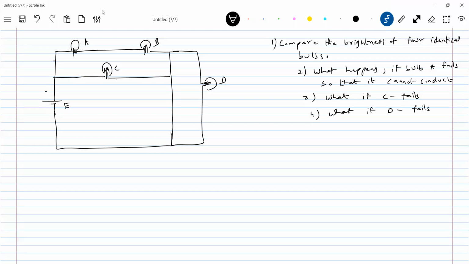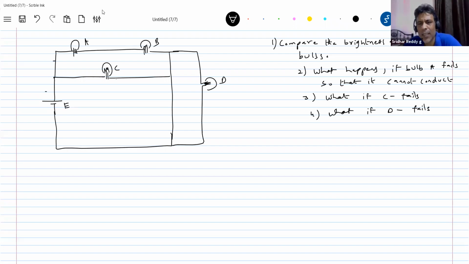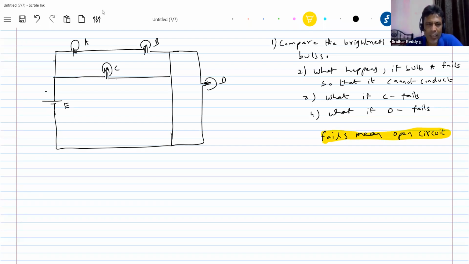What do you mean by fails? What happens to the bulb itself? It will become an open circuit. Fails means open circuit. The particular filament gets cut, then it becomes an open circuit. Okay, compare the brightness of the four identical bulbs. He's asking first, the first part of the problem. We'll go for it.